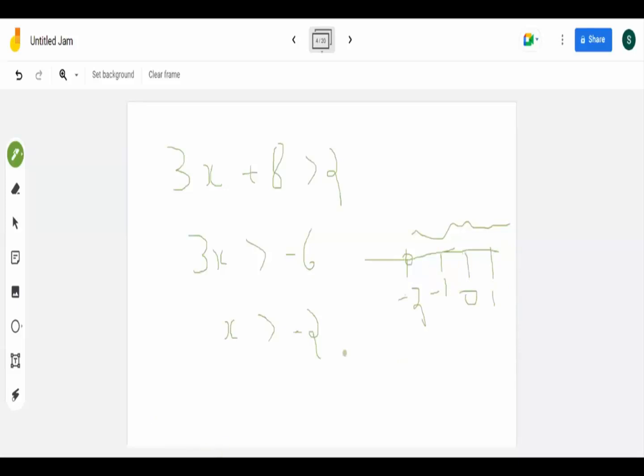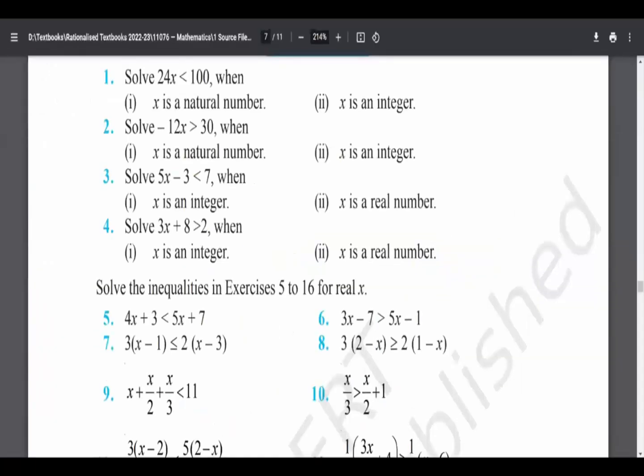And if x is a real number, we can directly write minus 2 to infinity. For integers, we can write minus 1, 0, 1, dot, dot, dot. This is a set and this is a range of values. So this is the answer for the first bit when x is an integer, and this is the answer for the second bit where we can see x belongs to a range. So you can see these are similar questions where we have to solve the inequalities.